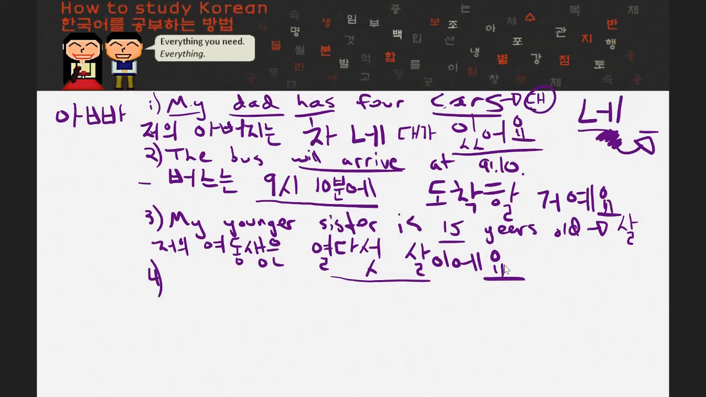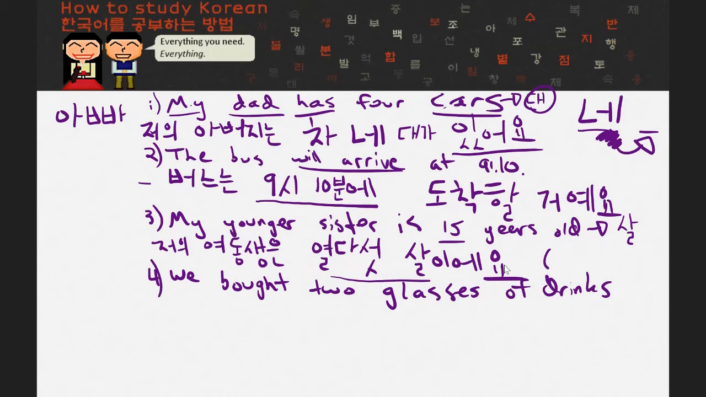The fourth sentence I would like you to try is we bought 2 glasses of drinks. And drinks, you could also translate that maybe to beverages. There's a word that very commonly translates to beverages. I'll give you 10 seconds and you can start now.